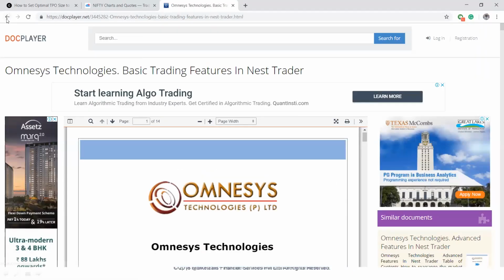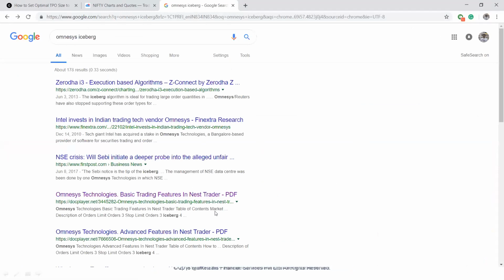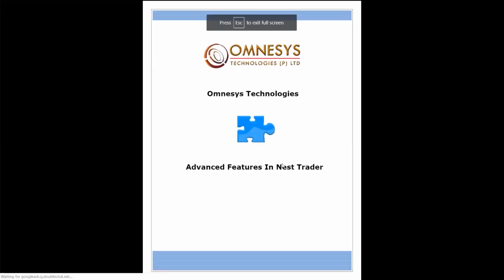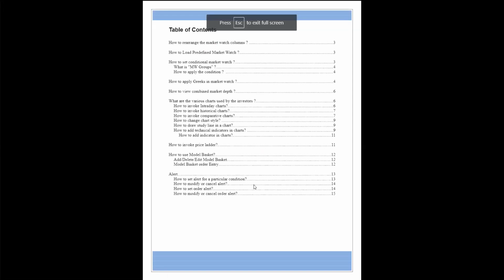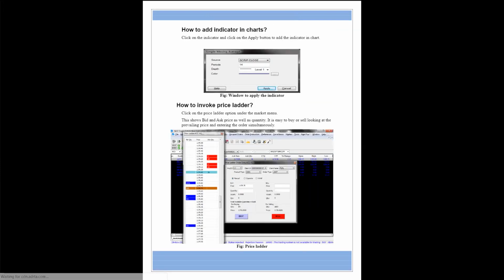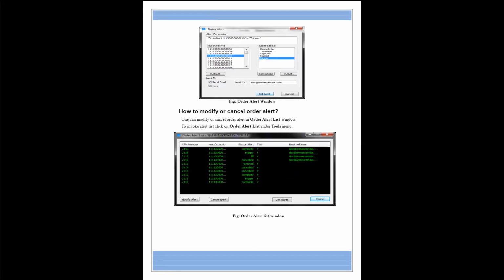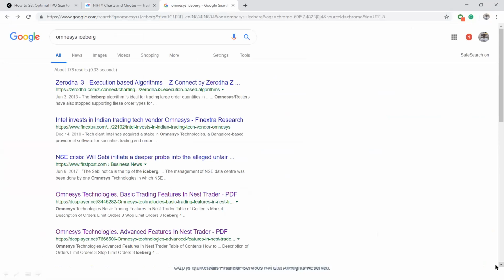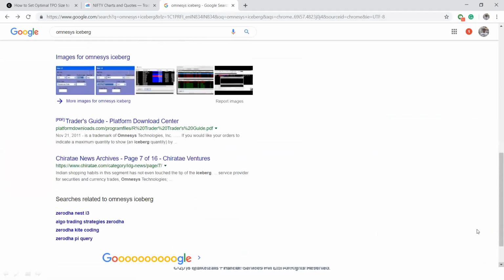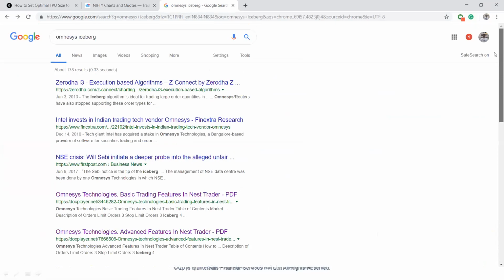This is basic trading features, but I think here also it is not involved. And it's not talking about institutional algorithms. Anyway, sometime back I had that set up. So maybe here some execution based algorithms.